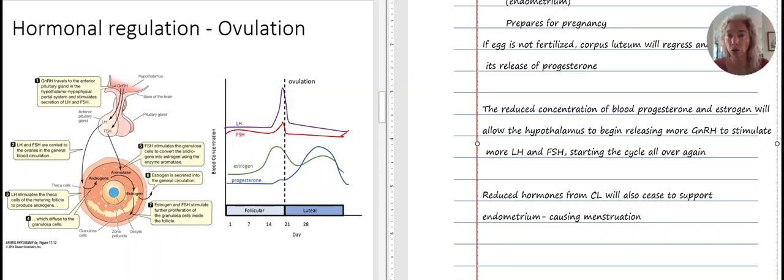Remember that all of these hormones are moving through the bloodstream. So when we talked about the nervous system and we talked about how it's a very rapid and direct communication, this is also a form of communication. But remember, this is a 28-day cycle, so it's a much slower form of communication.